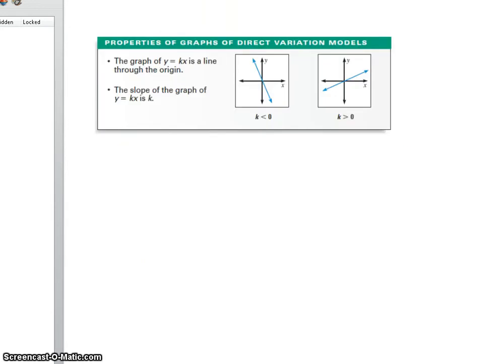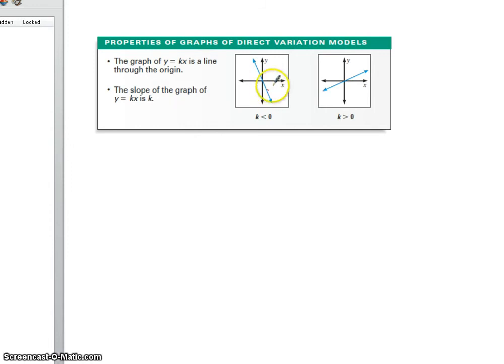Okay, let's talk a little bit about what the graphs look like for direct variation models. First of all, the graph of y equals kx is a line. It's always going to go through the origin. In other words, the y-intercept is always going to be 0. The slope of the graph of y equals kx is always k. As we just determined in the last slide, k and the slope appear to be the same thing.